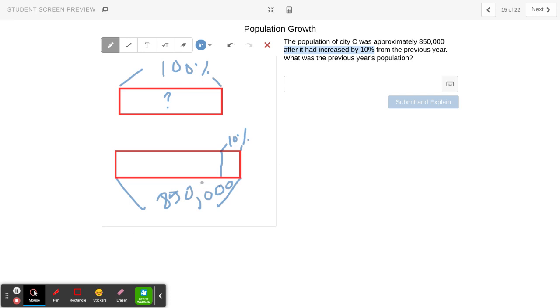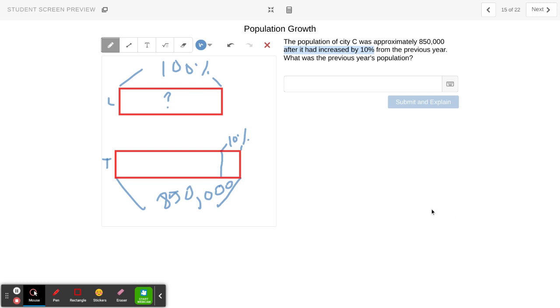Okay, so let's take a look at the tape diagram I drew. Again, I had to use what was in the problem to know what to do over here. So it said the population of city C was 850,000 after it increased by 10%. So I started with my second bar model here. So I knew it was going to be 100% plus 10%, right? Because it increased 10%. So that's why I made this bar model larger by 10%. And I knew that this year was 850,000. They want to know how much of a population there was last year.